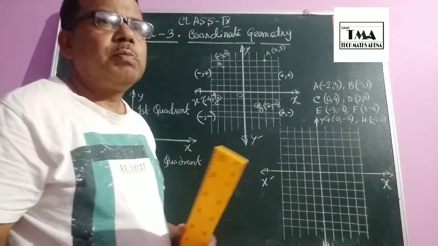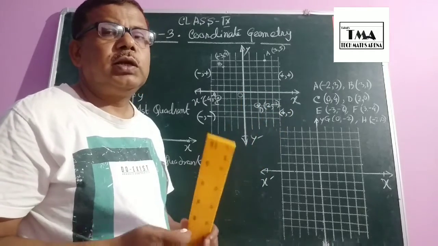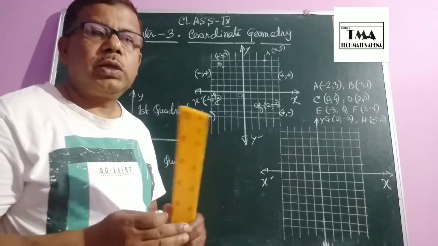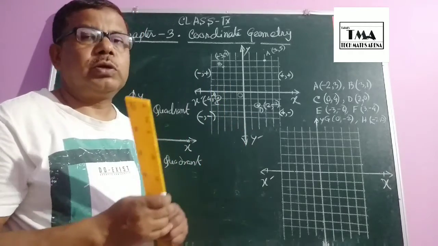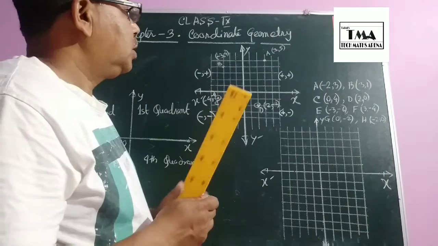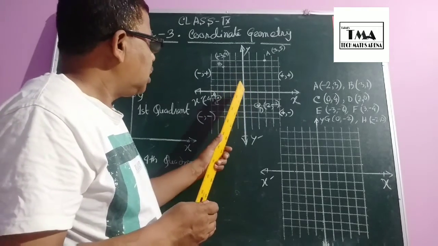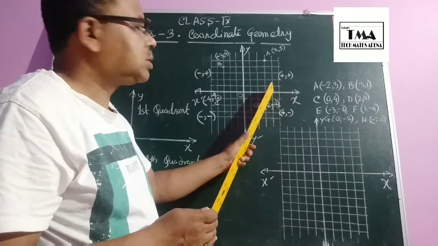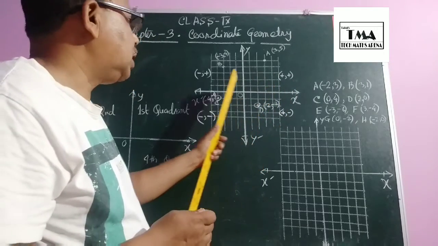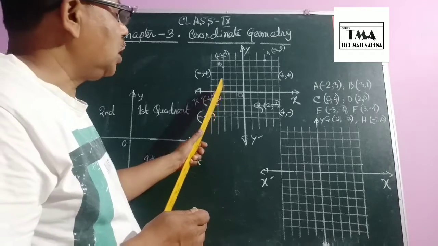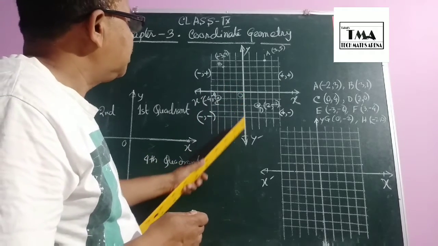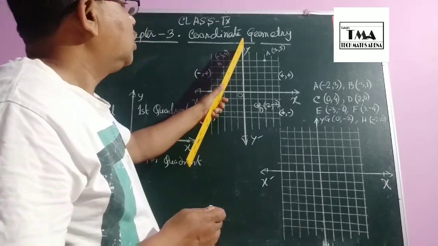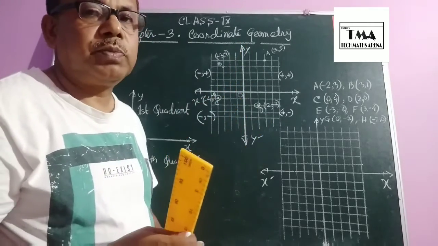But we do know that this is only a conventional way, which is accepted all over the world. If instead the positive x-axis were taken as negative, then it would be positive. Similarly, if the negative y-axis were taken as positive, then the positive y-axis would be taken as negative.